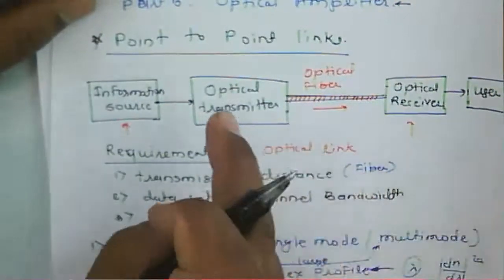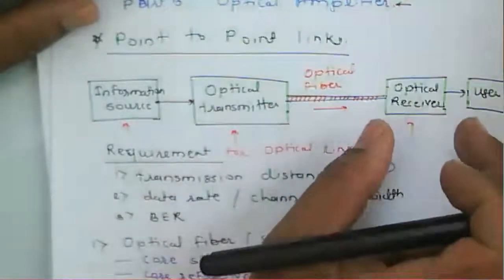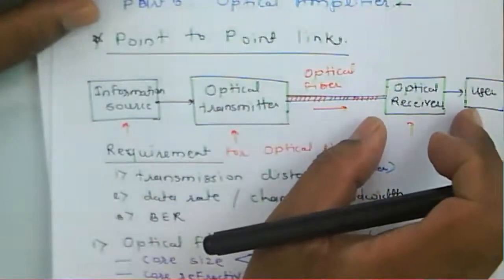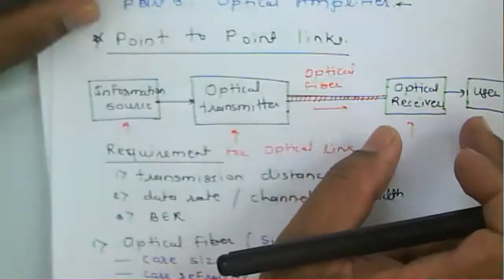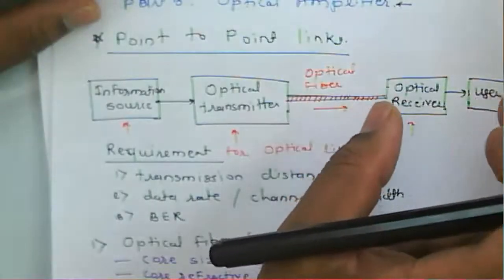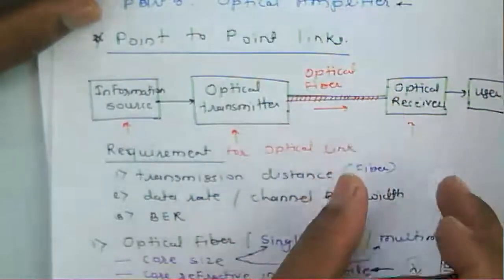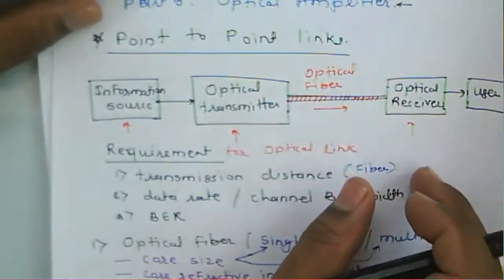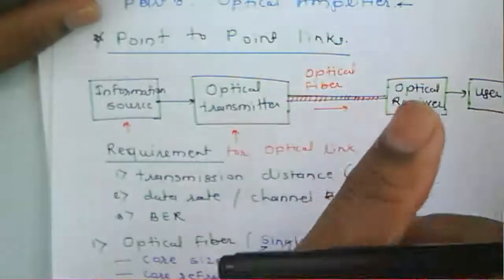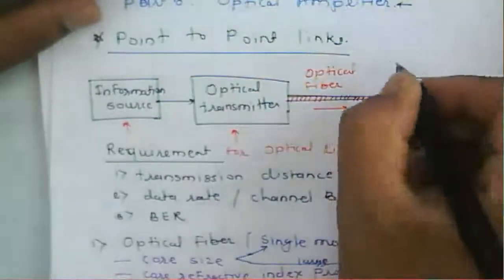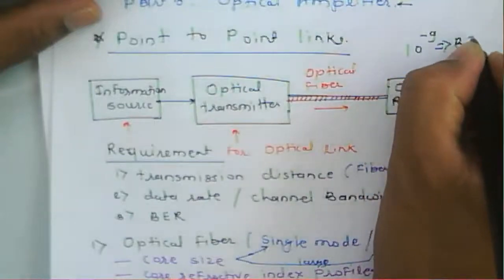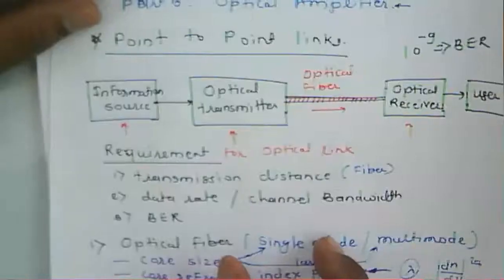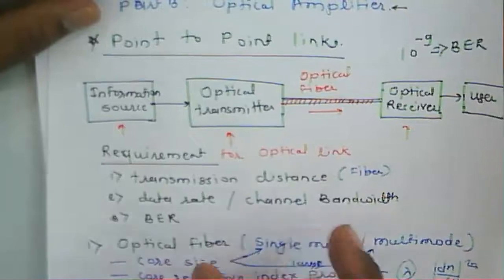So for a given optical power, what will be the minimum requirement by this particular receiver, so that it achieves the expected 10 to the power minus 9 BER? That is the minimum requirement by this optical receiver, so that we get 10 to the power minus 9 for the given bit rate. That is about the performance of our system.